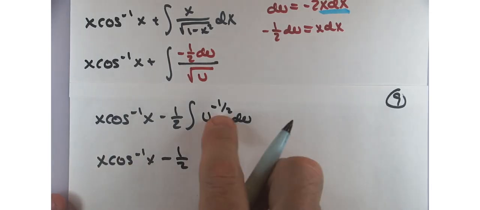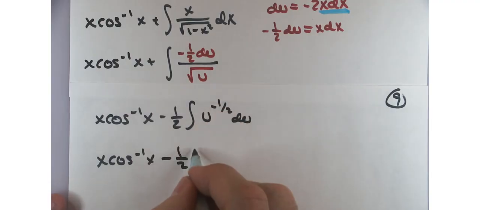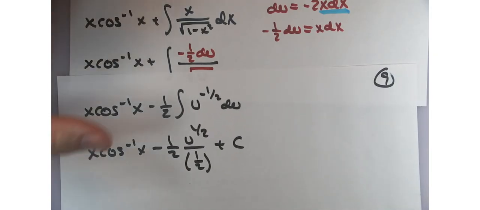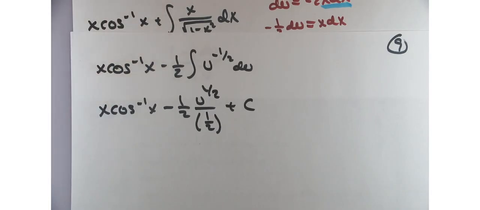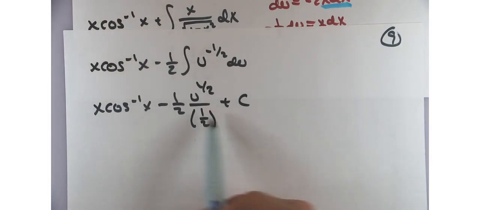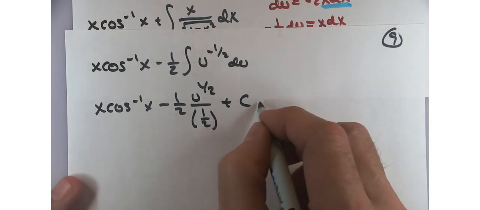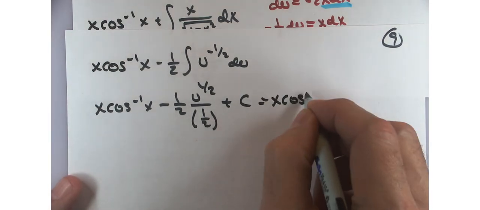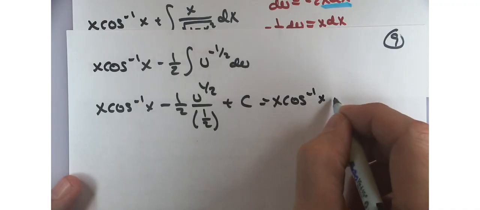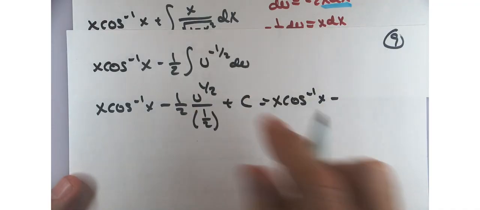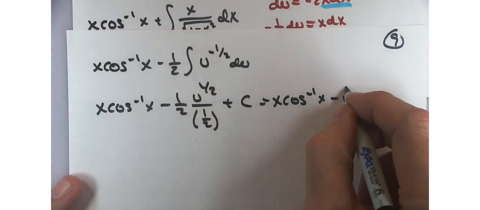Add 1 to the exponent. That's going to give me u to the 1/2. Divide by that same exponent. And let's start putting in our constant of integration before we have a chance to forget it. The 2 and the 1/2 cancel each other out. So it's going to be x cosine inverse of x minus just u to the 1/2 or square root of u.